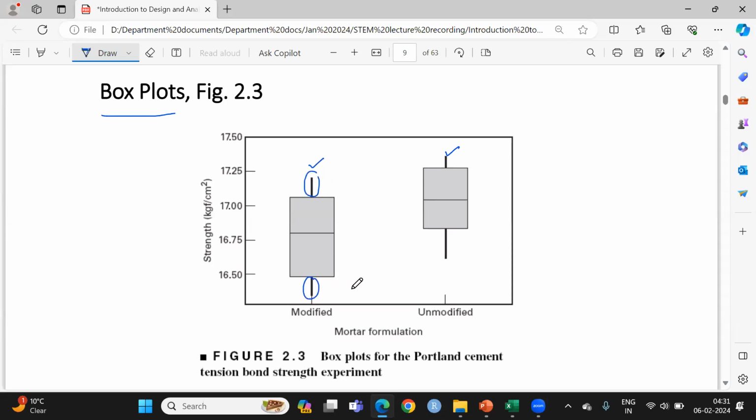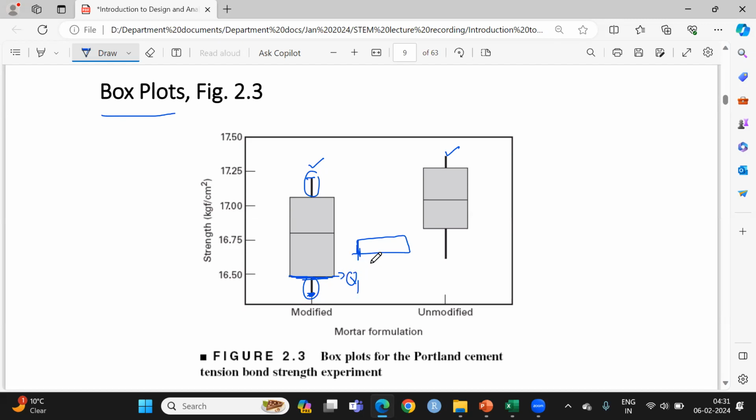Now here, what is the purpose of this line? This line shows the minimum value the data set has taken, and this is the maximum value the data set consists of. This box starts from this first line. If I want to construct a box, this is the first line of the box. So this value corresponds to quartile one.